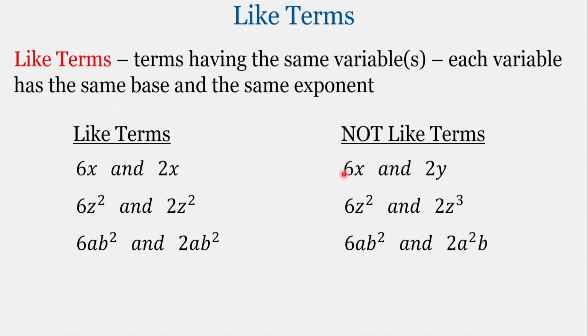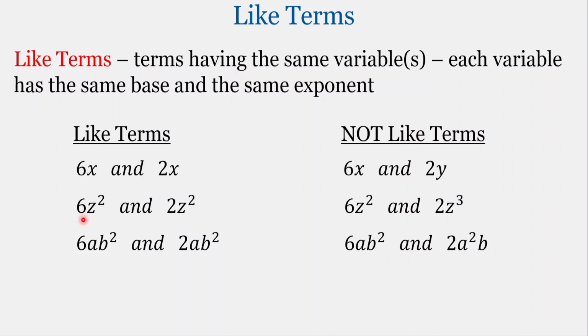So as we move across here, we have 6x and 2y. Again, we keep these coefficients the same. These can be any numbers. But here we have a base x raised to the first power and a base y raised to the first power. So the exponents are the same, but the bases are different. So these are not like terms.